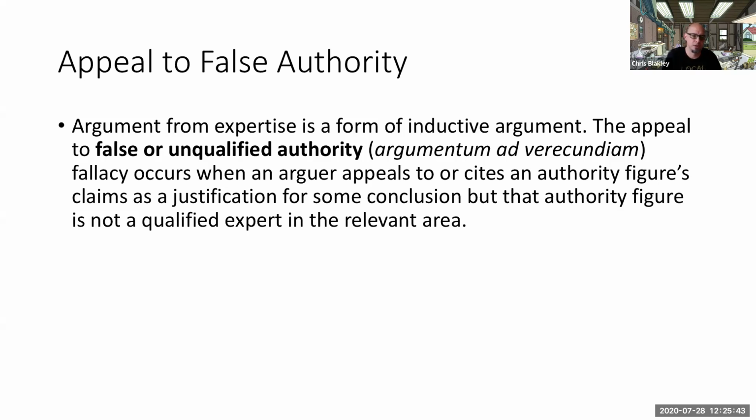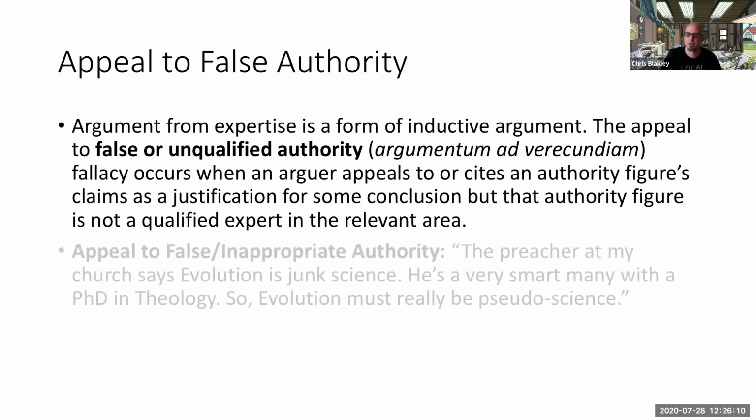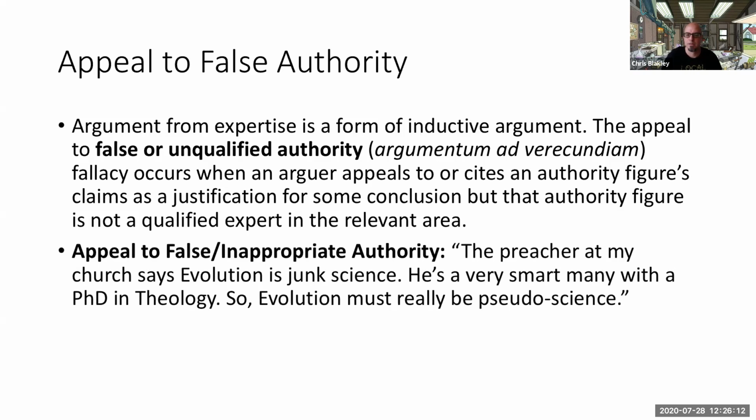So a fallacious appeal to authority occurs when the arguer appeals to or cites an authority figure's claims as justification for the truth of some conclusion, but they may be an authority figure, but not in the relevant or right way. So here's my example, and this will drive home the point of what I mean by the right kind of expert for the subject matter. So the preacher at my church says evolution is junk science.